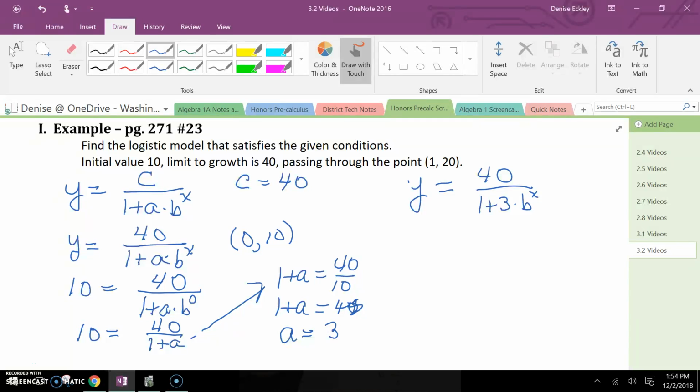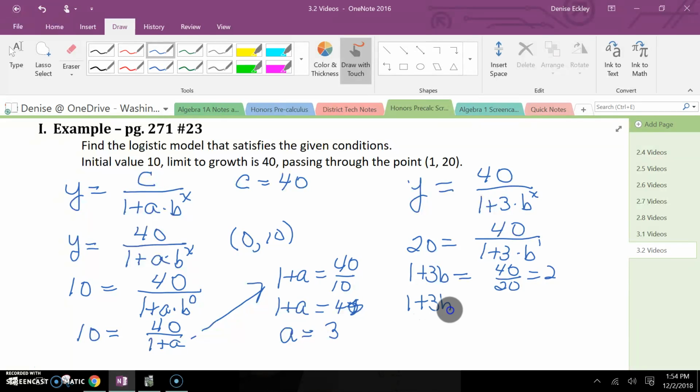So now we can use the last piece of data we're given, which is that the function passes through the point (1, 20). So we can substitute 1 for x and 20 for y. So we get 20 equals 40 over 1 plus 3 times b to the first power. And we just have to solve this for b. So cross multiplying, we get 1 plus 3b equals 40 over 20, which is 2. So 1 plus 3b equals 2. When you solve this, you get b equals 1/3.